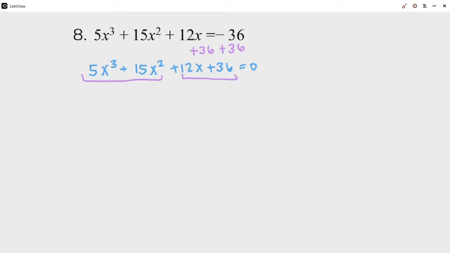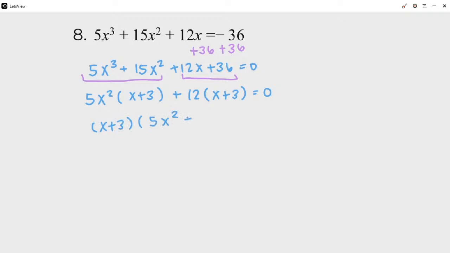So from the first 2, the GCF is 5x squared. So I'll be left with x plus 3. And in the second 2, the GCF is 12. So from these 2, the GCF would be x plus 3. So we can factor that out of each one. And we're left with 5x squared plus 12 equals 0. So then from here, we're going to set each one equal to 0. So x plus 3 equals 0, and 5x squared plus 12 equals 0.